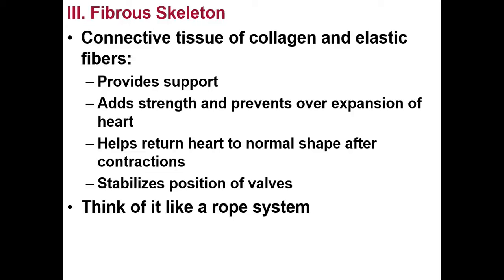If you had overexpansion, you would have ripping and tearing of muscle tissue. That ripping and tearing of muscle tissue in your heart would kill you. So that connective tissue provides that support for it. What it also does is it allows the heart to return to normal shape after contractions. This is where those elastic fibers come into play. When your heart contracts, it squeezes them together, and then when it expands, that elastic allows it to stretch, but then brings it back to its regular shape.